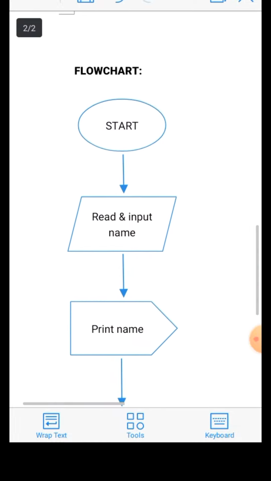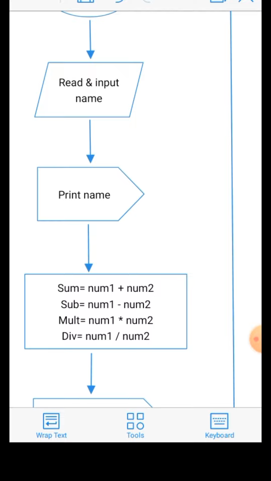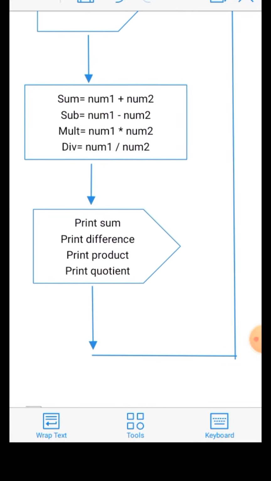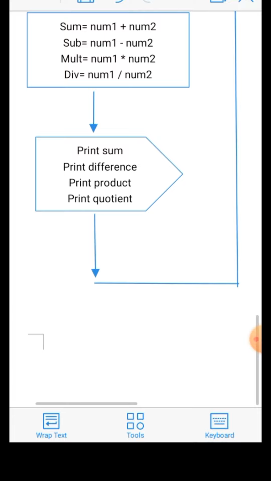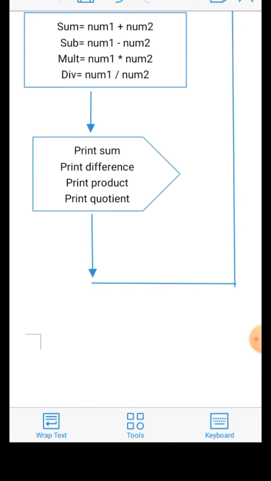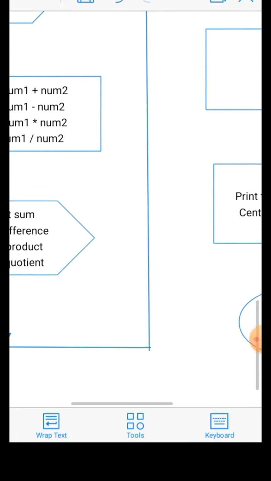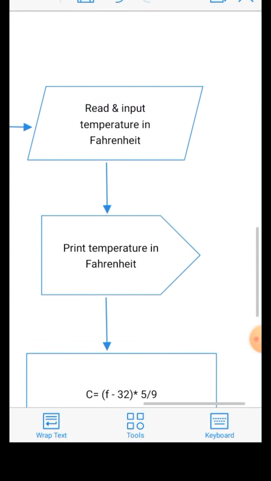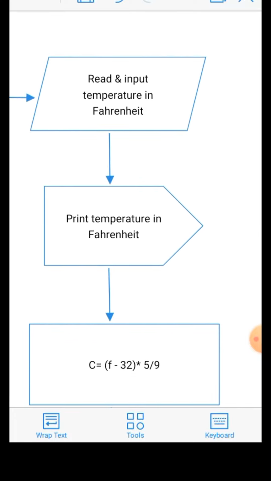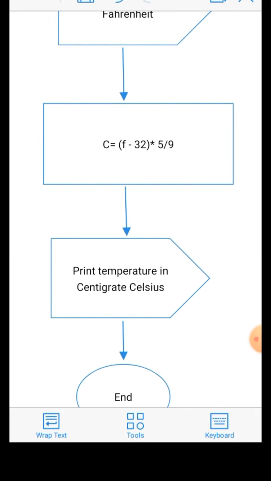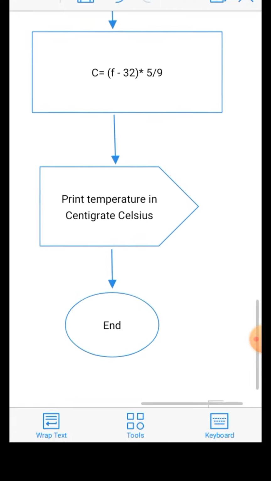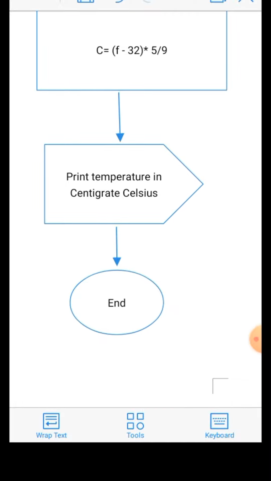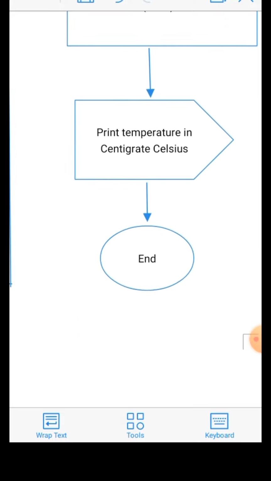Then our flowchart is: first start, then read and input name, print name, sum, add num1 and num2, subtract num1 and num2, multiply and divide num1 and num2. Then print sum, print difference, print product, and print quotient. Then read and input temperature in Fahrenheit, then print temperature in Fahrenheit, then Celsius is Fahrenheit minus 32 times 5 divided by 9, so print temperature in centigrade Celsius.